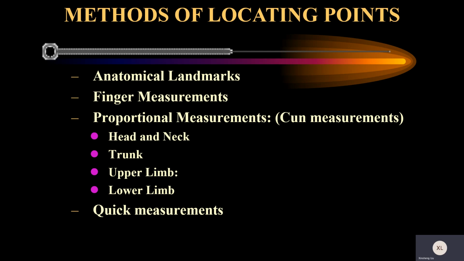Every category or region of the body has a different cun. When we talk about what is cun, right? Head, head and neck, trunk, upper limb, lower limb. And there are also some very special quick measurements that save your time. You don't need to measure by the cun. You just use a very simple way to locate the points.